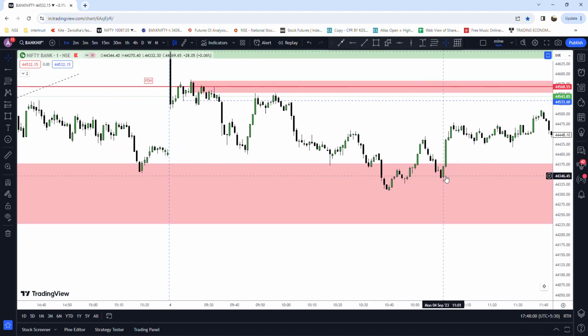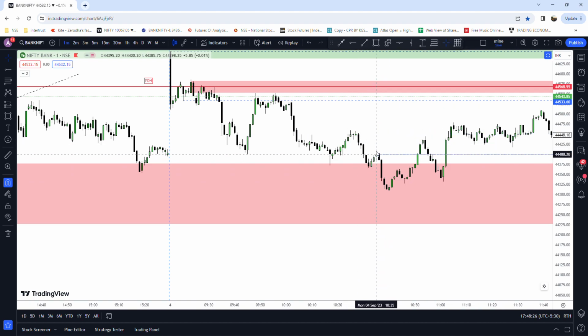Now I'll tell you where one could have gone long also here. I didn't go, but one could have easily gone long over here. Now price came, it bounced, went on top, created a high over here. Let's mark this level. Now this is the interim high. Price came down again, created a high, again went low.